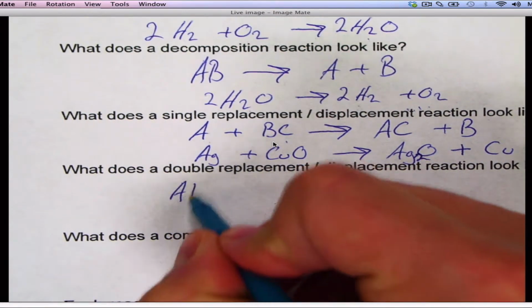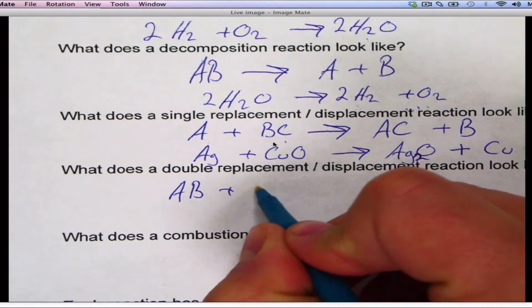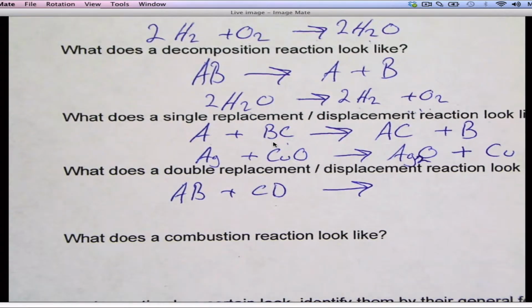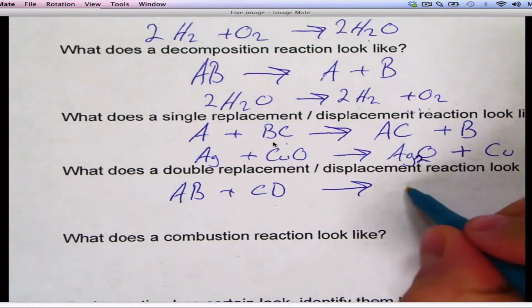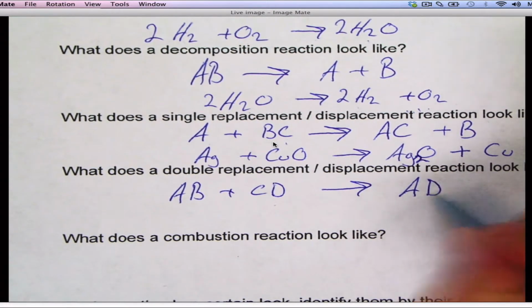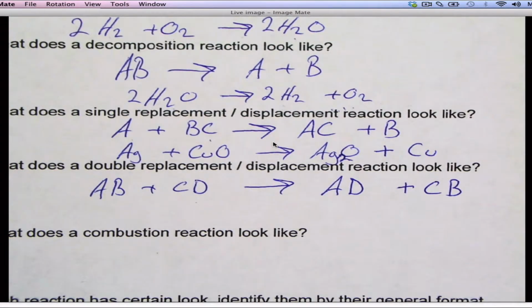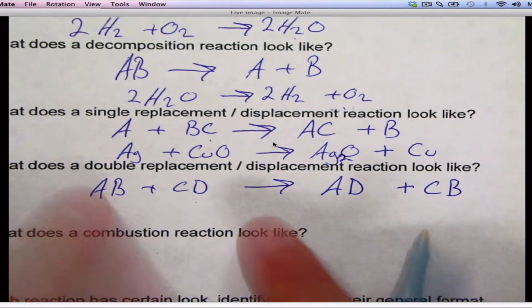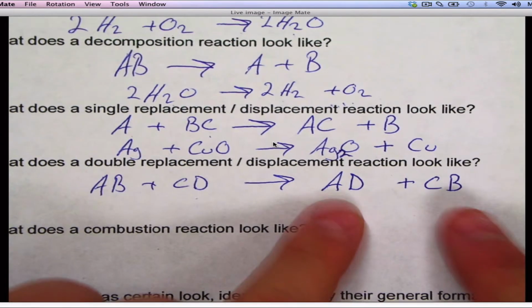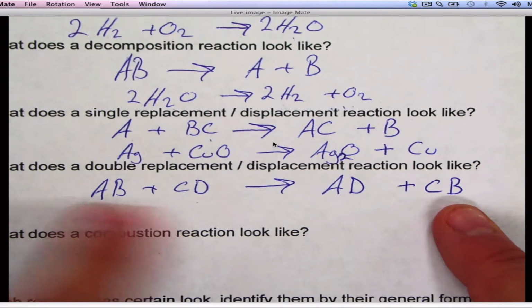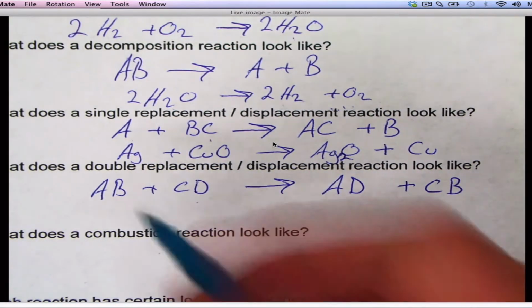So how it's going to look like this. I have two compounds to start, usually the case, okay, 90% of the time. And now the D and the B switch spots. So two moved around. Okay, double replacement. The B and the D switched partners. So I made two new compounds. So a double replacement, two new compounds right there.